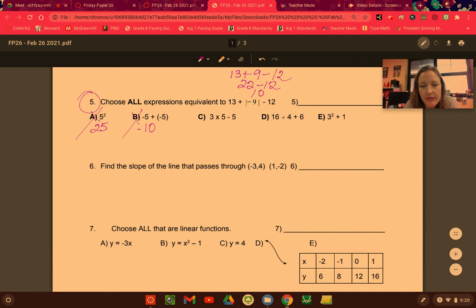3 times 5 minus 5. What is that? 10. Perfect. 15 minus 5 is 10. So definitely C works. How about letter D? 16 divided by 4 is 4. We do the division first. 4 plus 6 is 10. How about the last one? 3 squared is 9, plus 1 is 10.